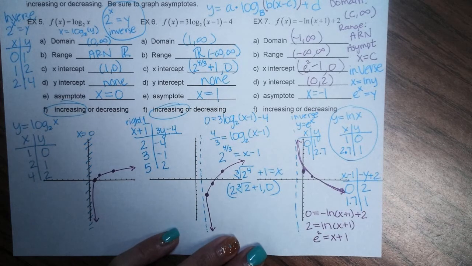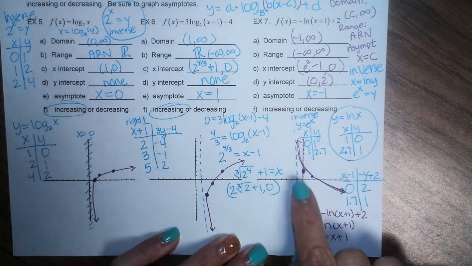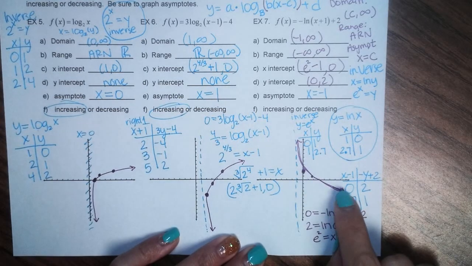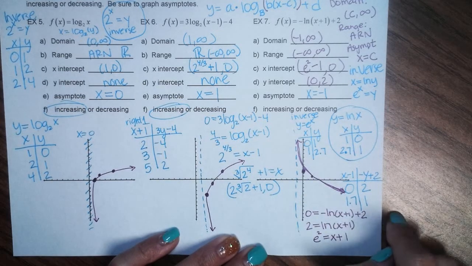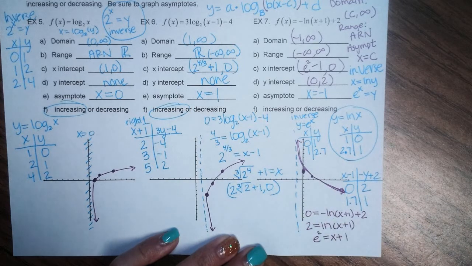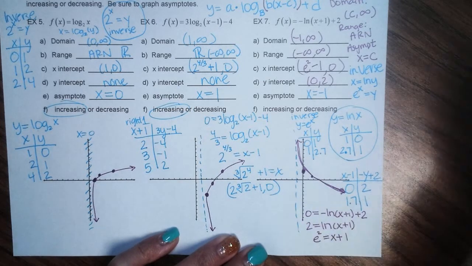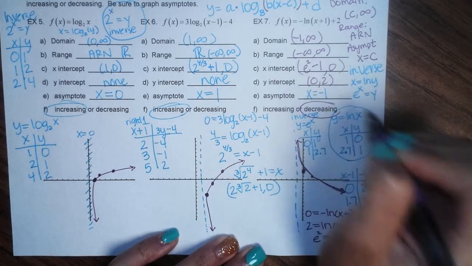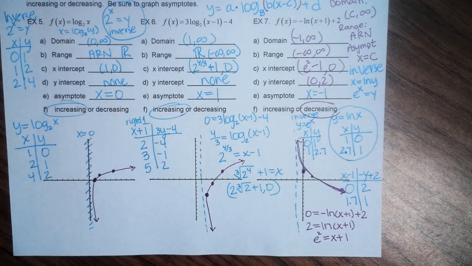Last thing, you need to look at increasing or decreasing. As x gets larger and larger, the y values are getting more and more negative. They're decreasing. They're getting smaller and smaller towards the negative. So that's called decreasing. And now, that's how you're supposed to graph logs.